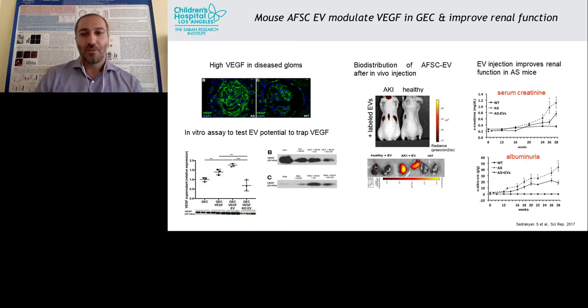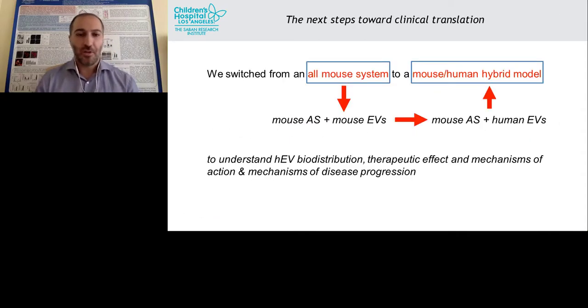Next, obviously, it was also important to understand whether they have any therapeutic potential, and so we looked at renal function in terms of creatinine and albuminuria. And interestingly, with one single injection, we could see significant improvement in both of these parameters. So moving forward, our ultimate goal was eventually to be able to translate this technology.